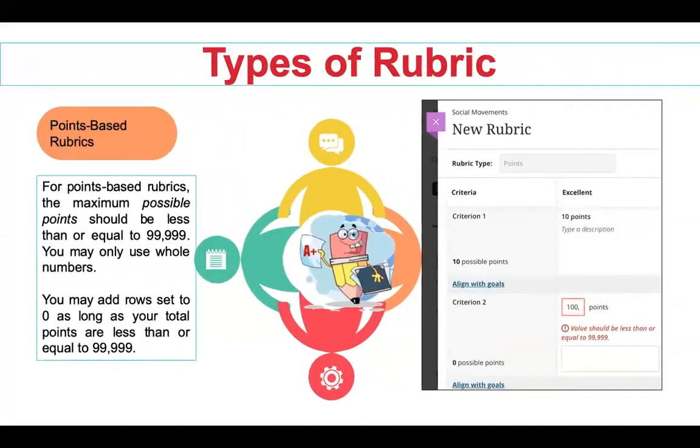And if we are talking about the point-based rubric, for point-based rubrics, the maximum possible points should be less than or equal to 99,999. You may only use whole numbers, and you may add a row set to 0 as long as the total points are equal to or less than 99,999. You can see here one screen from the rubric where you just select the points. There is one indication that the value should be less than or equal to 99,999.